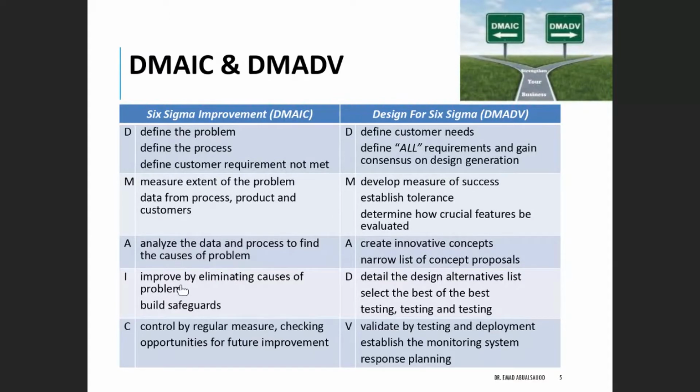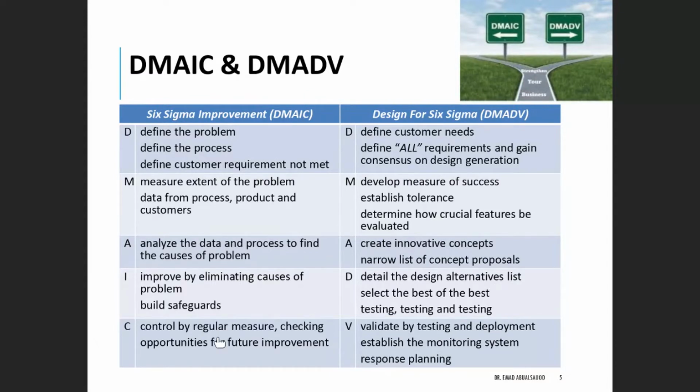In the improve phase, that's what we do: eliminate the cause of the problem and build safeguards, which is related to the control phase. In the design, detail the design alternatives. So you are now not only designing a product or a solution, you design multiple alternatives, so you can select the best one based on testing, and after the testing, then you can evaluate those alternatives.